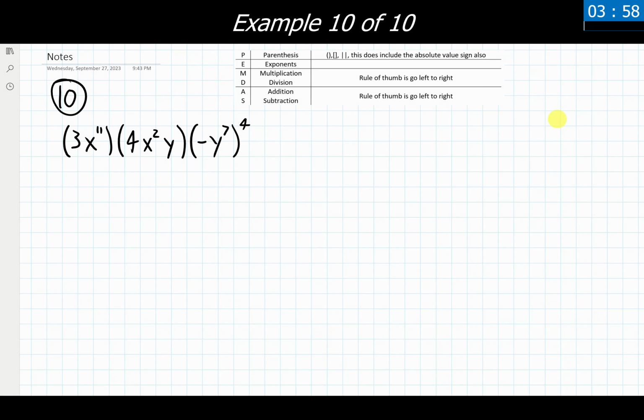And bringing everything together for our 10th and final example with this video, we have the quantity 3x to the 11th times 4x squared y times the quantity negative y to the 7th power raised to the 4th power. So we're noticing here that we have an exponent on the outside of this set of parentheses. So as per PEMDAS in our order of operations, we need to work with exponents first, which means I need to deal just with this last expression and exponent before I can multiply everything together.